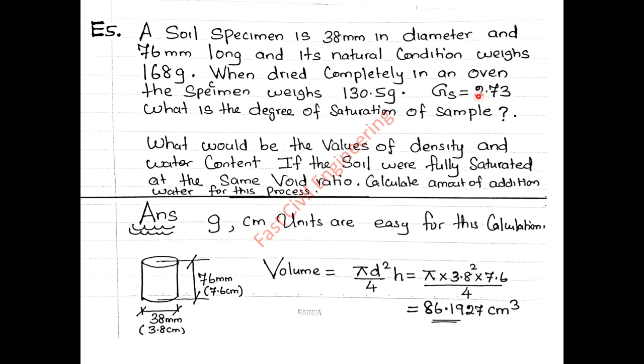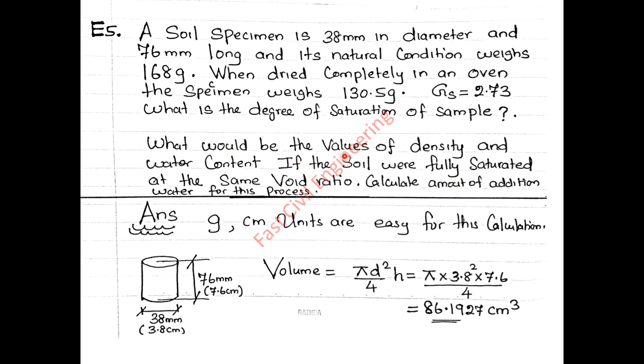GS is 2.73. This one we can find by pycnometer test, but don't worry about that. What is the degree of saturation of the sample, SR? What would be the value of density and water content if the soil were fully saturated at the same void ratio? Calculate the amount of additional water for this process.